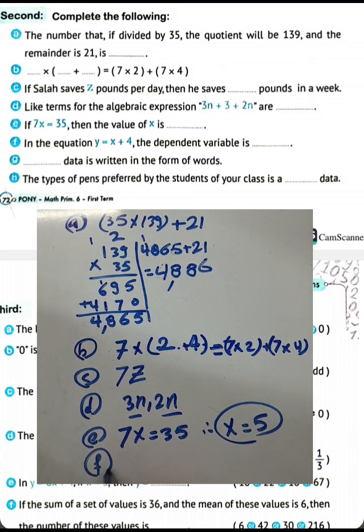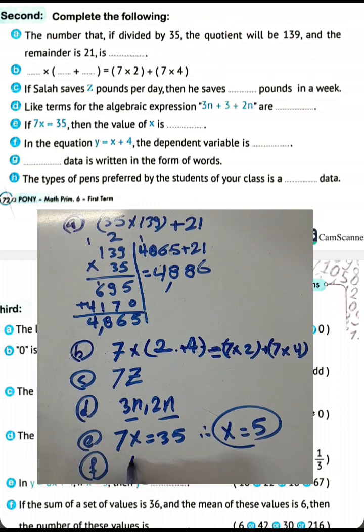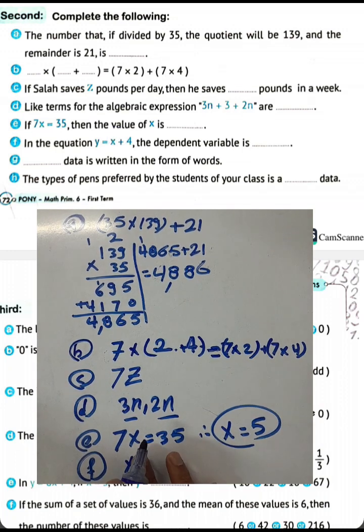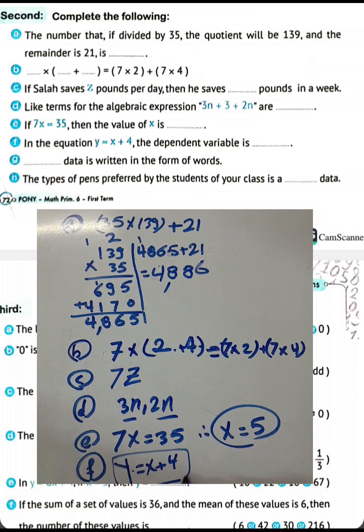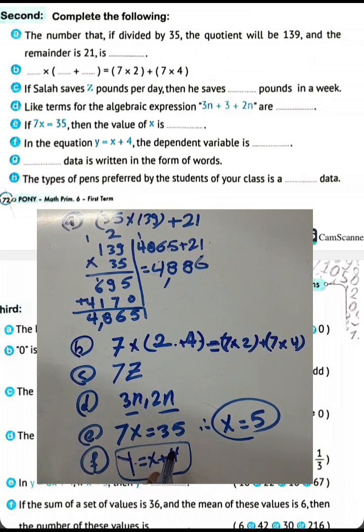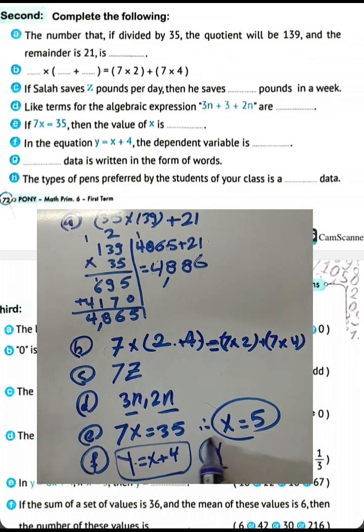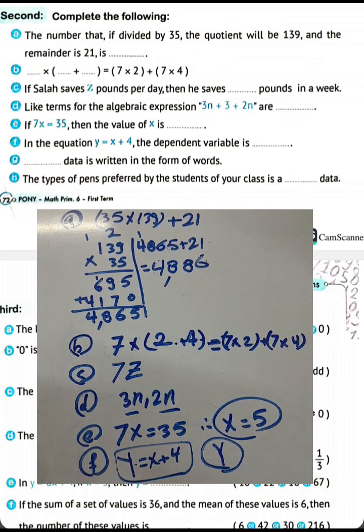Question letter F. In the equation y equals x plus 4, the dependent variable, here x is independent. If you want to find the dependent variable, it will be y. We have again y equals x plus 4. Y we call dependent and x independent. The dependent variable here will be y. Write y. The solution will be y.